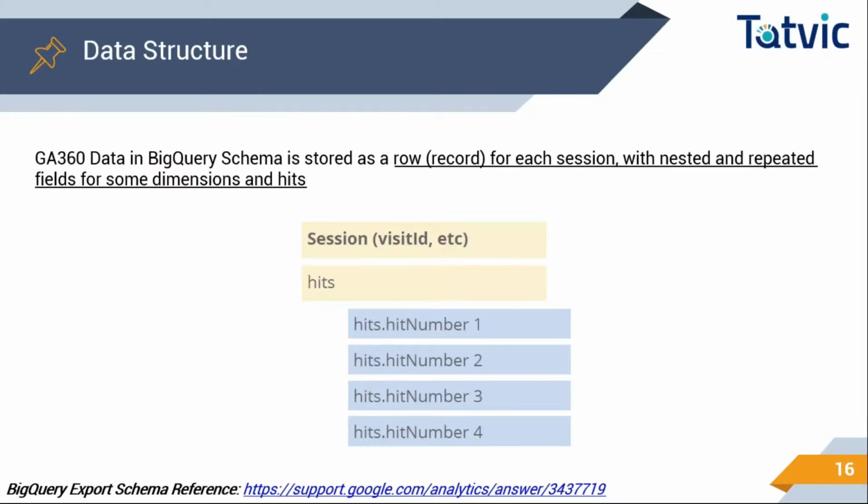So if I talk about the data structure, the way Google Analytics 360 data particularly is stored in BigQuery, it is again stored in a tree structure. We will have a record for each session, and then there will be nested and repeated fields for some dimensions and hits. So hits will be one record, under which I'll have different fields. If I want to access hit number or hit type, I'll have to type hits.hit number or hits.hit type, and so on. The complete BigQuery export schema is available at the link on the screen.